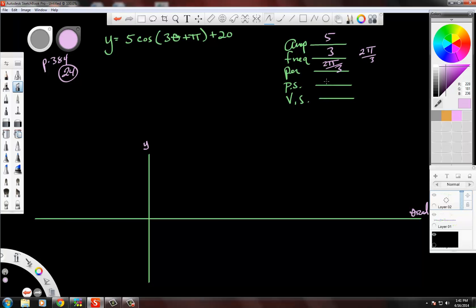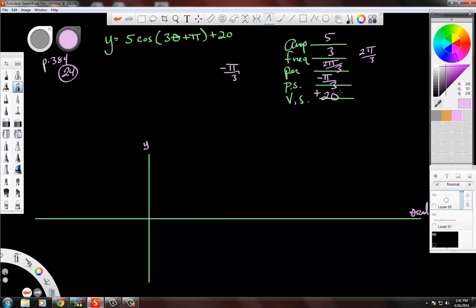The phase shift is going to be this right here with the sign switched. Okay, so we're going to switch the sign, and we're going to divide it by the frequency. So that's going to be divided by 3, which is going to be negative pi over 3. So that's my phase shift. The vertical shift is plus 20. All right? So positive 20 on that.